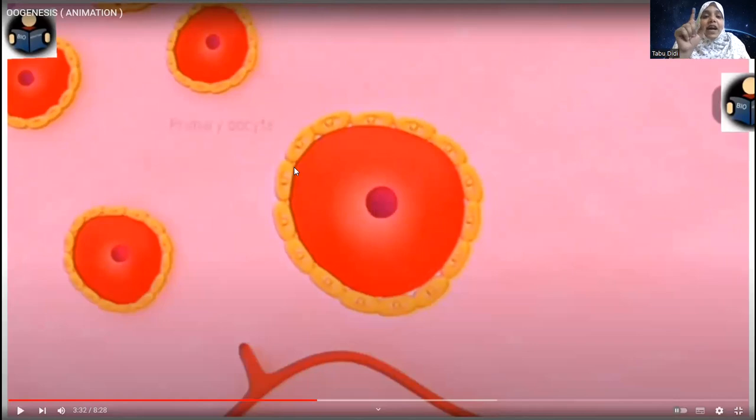Out of this, only one will mature completely. ये समझ में आया? 10-12 primordial cells निकल कर आते हैं resting phase से. उसमें से सिर्फ एक mature हो पाता है. सिर्फ एक ही mature होगा जो आगे बन के it will become the egg.